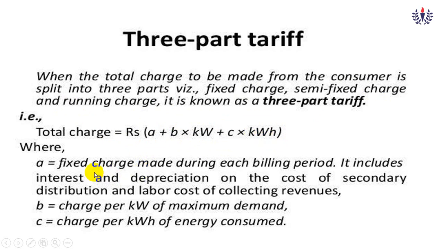For example, here is the fixed charge made during each billing period. It includes depreciation, interest, the cost of the secondary distribution, and the labor cost of collecting revenue. All this will be fixed. For example, if 1,000 rupees is fixed, it will be fixed at all times, plus B into kilowatt. This is the charge based on the maximum demand. For example, 1 rupee means 1 rupee into the maximum demand value. The third one is the charge per kilowatt hour of energy consumed. So the fixed charges plus semi-fixed charges plus running charges give the three-part tariff.